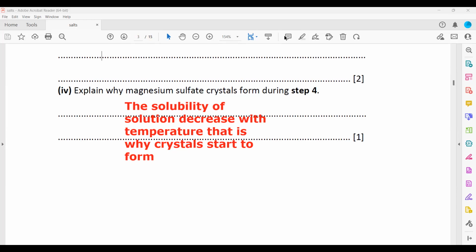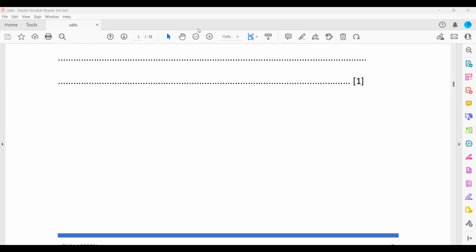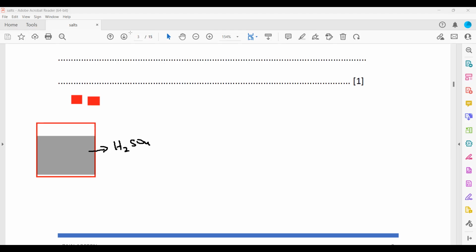So why do we cool down the solution? We cool down the solution so the crystals start to form. Basically what happened in this reaction: initially we have a container filled with sulfuric acid, H2SO4, because we are preparing magnesium sulfate. We add magnesium carbonate, MgCO3. When acid reacts with the carbonate, it gives a salt. So it will give the sulfate salt, magnesium sulfate, plus carbon dioxide plus water. These are the products formed.